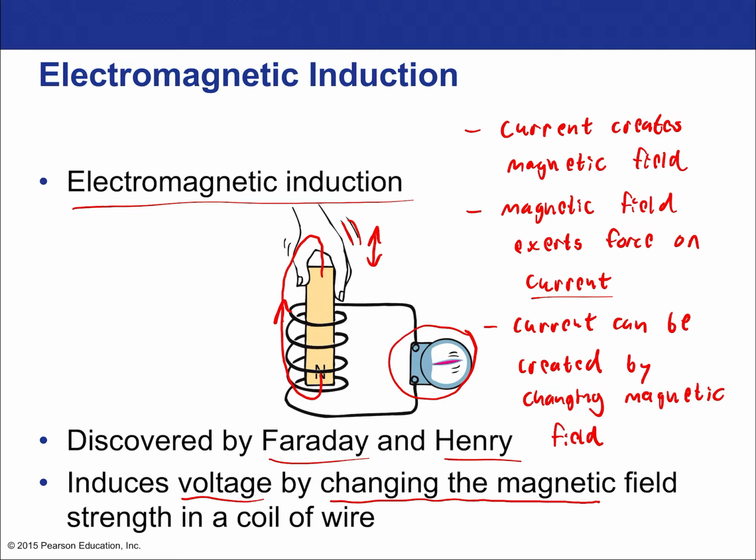Because current is like the kids in Jurassic Park in the first movie, and the magnetic field is like the T-Rex. And if you don't move, the T-Rex doesn't notice you. If the charges don't move, the magnetic field doesn't notice them, right? It's only when the charges start to move that the magnetic field notices them and then starts pushing on them. Or in the case of the T-Rex, eats them, right? So that's the idea here.